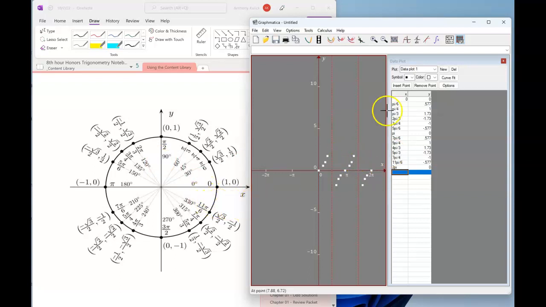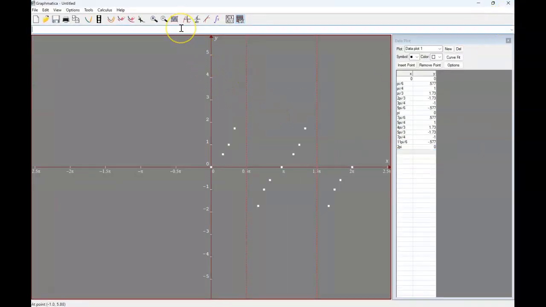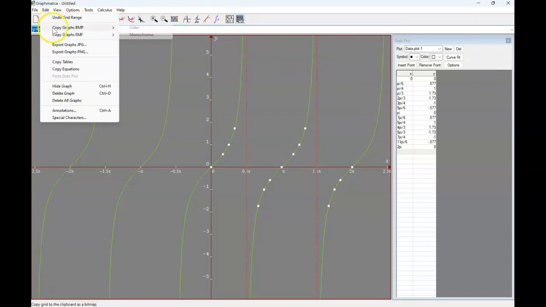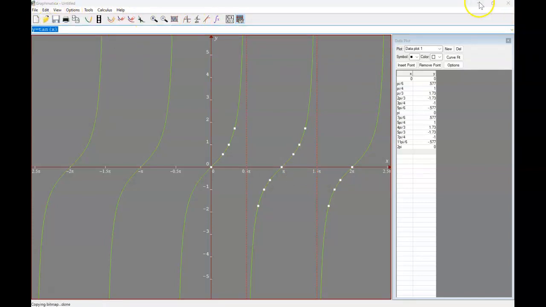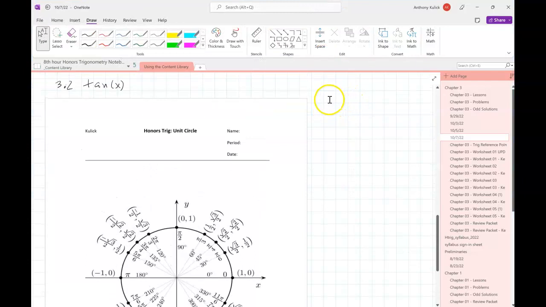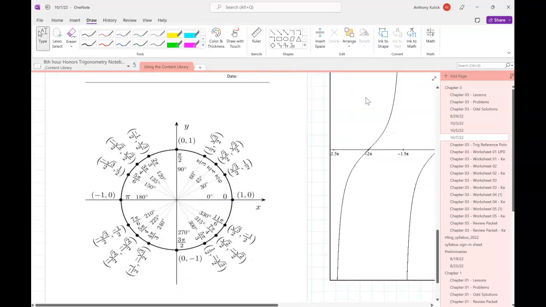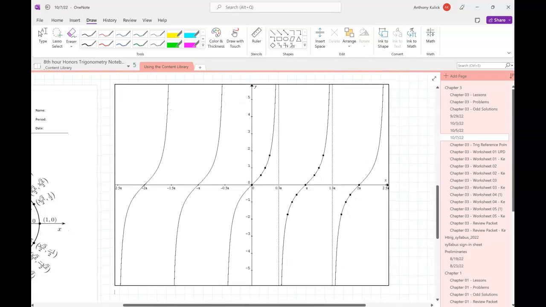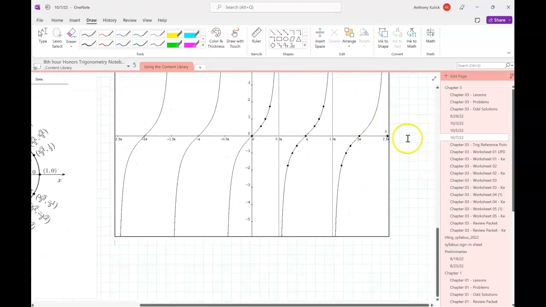What are you noticing here? Is this repeating? Yeah, sure. How often is it repeating, though? If I'm going from half a pi to 1.5 pi, 1 pi, the fundamental period here is different, huh? Interesting. Let's drop that in there. So here's our graph for the tangent function.